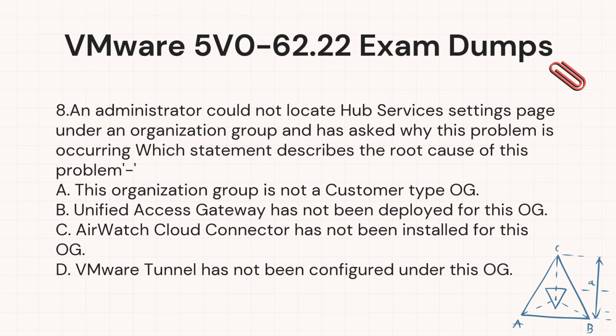8. An administrator could not locate the Hub Services settings page under an organization group and has asked why this problem is occurring. Which statement describes the root cause of this problem? A. This organization group is not a customer type OG. B. Unified Access Gateway has not been deployed for this OG. C. AirWatch Cloud Connector has not been installed for this OG. D. VMware Tunnel has not been configured under this OG.